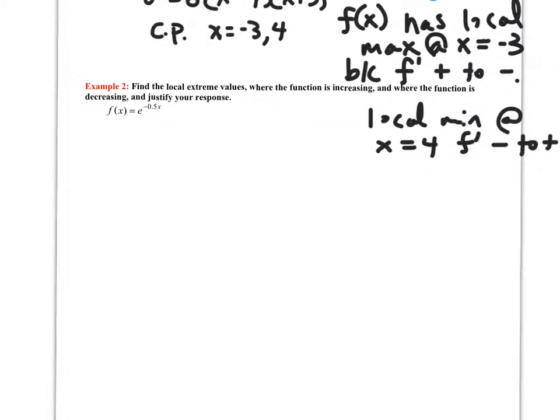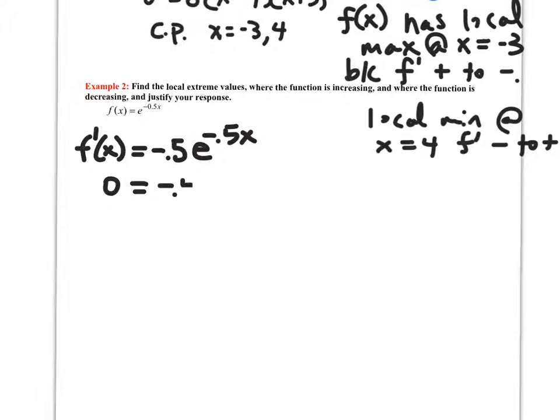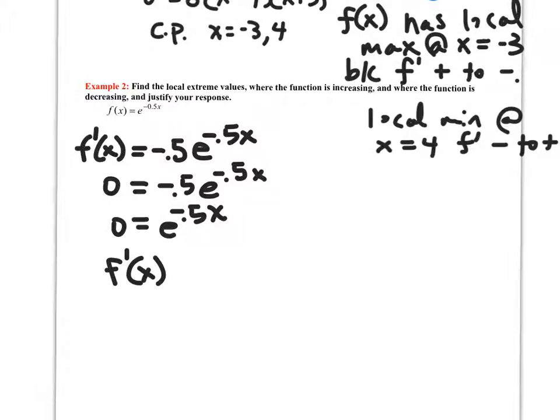Okay, find the local extreme values, where the function is increasing and where the function is decreasing. I'm going to go off camera and find f prime. Okay, here's our derivative. I'm going to set that derivative equal to 0 and solve. So 0 would equal e to the -0.5x. However, I have a problem. f prime of x can never equal 0, ever.